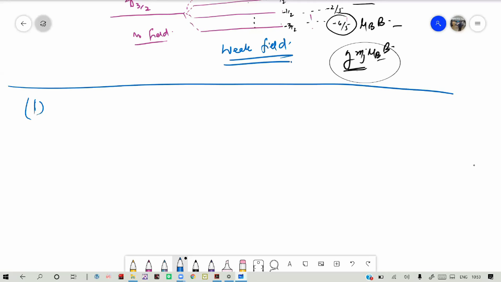Let us take first the strong field Zeeman effect. So in strong field case, we have the same table. You will make the same table.